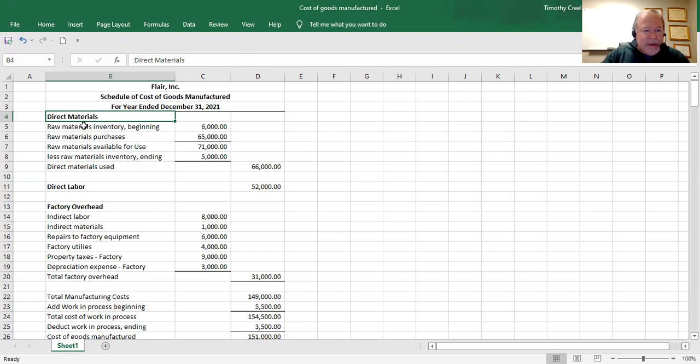So for raw materials, we start with our beginning inventory, what we start with at the beginning of the period, plus what we purchase, which would be the total raw materials available for use. We then back out what we end with, and this is the direct materials that were used in the manufacturing process. This would be what would be transferred into work in process during the period.